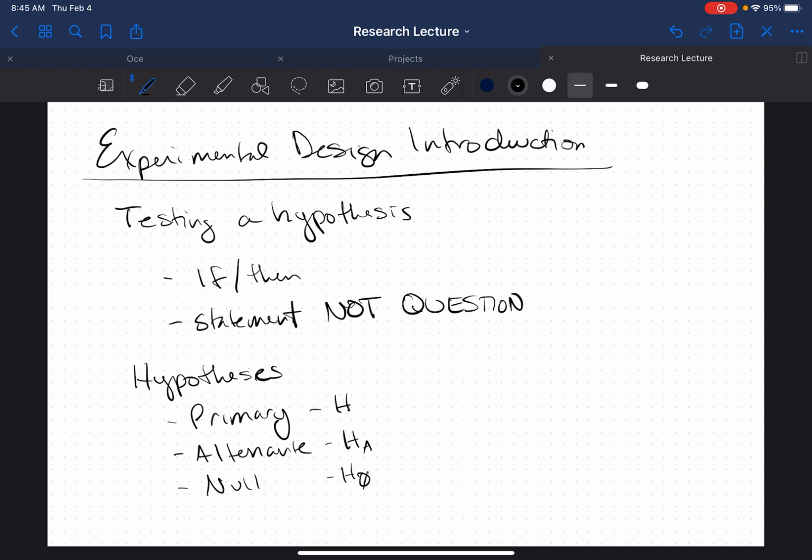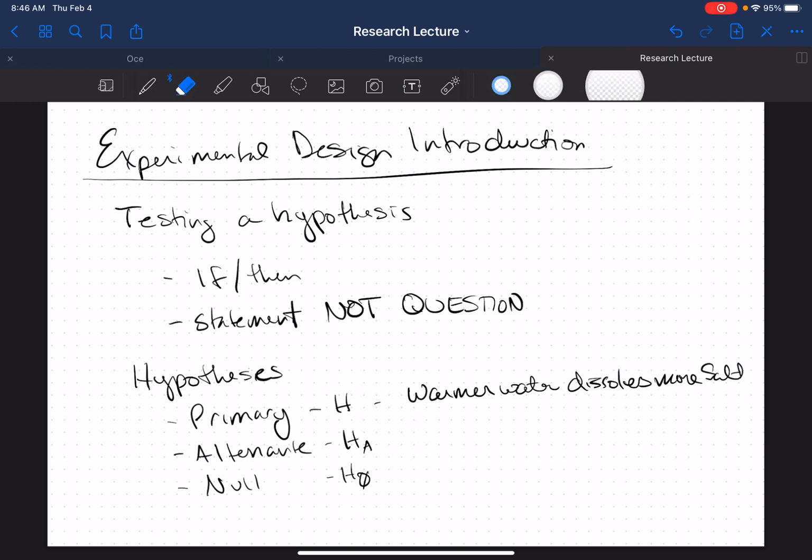So let's write a primary. Warmer water dissolves more salt. Okay, that we could test. We could put it in different temperature water and watch what happens. And if the water is warm, then more salt would dissolve. We supported the primary hypothesis.